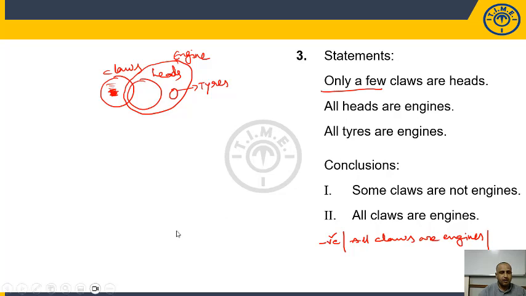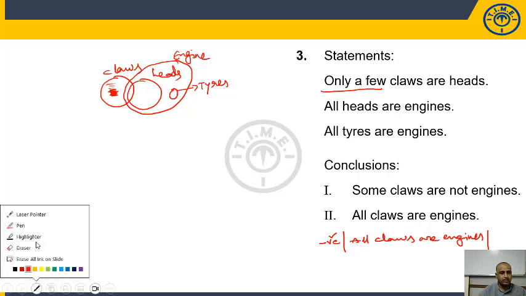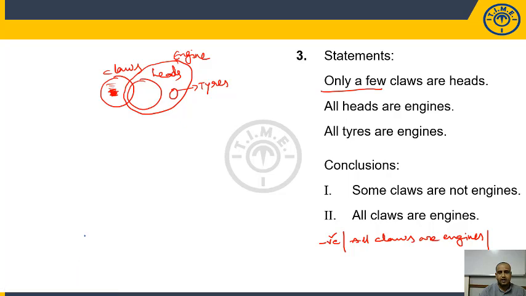So can we draw all these class within the engines? Is it going to violate any of the statements? Let's check it once. When you try to place all these class within the engines, the diagram of engines will be extended like this. Right? Now let's verify it. Is it going to violate any of the statements? No. Only a few class are heads? Yes, still only a few class are heads. All heads are engines? Yes, heads are within the engines. And tires are also within the engines. So it is not violating any of the statements. So this complementary is true. So the negative which was true is false now.